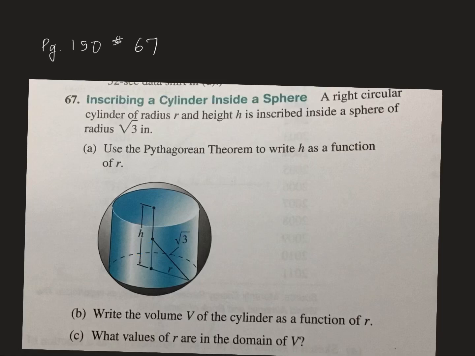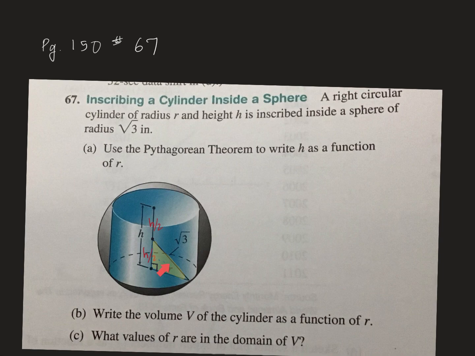This point, being the center of the sphere, is also the center of the inscribed blue cylinder, which means it's the midpoint of this segment representing the height. So this segment on the top half will be h divided by 2, and the bottom half will be h divided by 2. Now let's hone in on this right triangle.